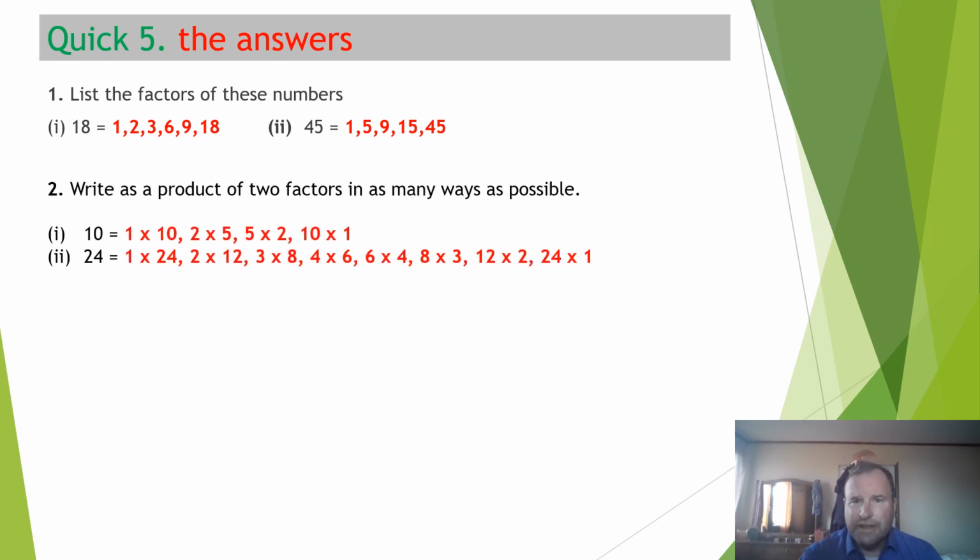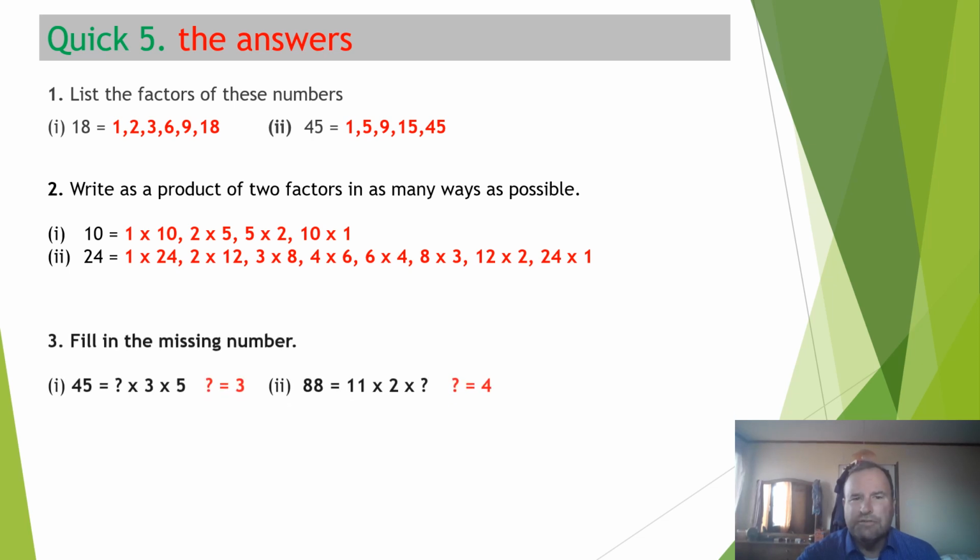Write as a product of two factors in as many possible ways. So 10 is 1 times 10, 2 times 5, 5 times 2, and 10 times 1. So there are 4 possible ways. And 24 is 1 times 24, 2 times 12, 3 times 8, 4 times 6, 6 times 4, 8 times 3, 12 times 2, 24 times 1. So those are all the possible ways you can do the product of two factors.